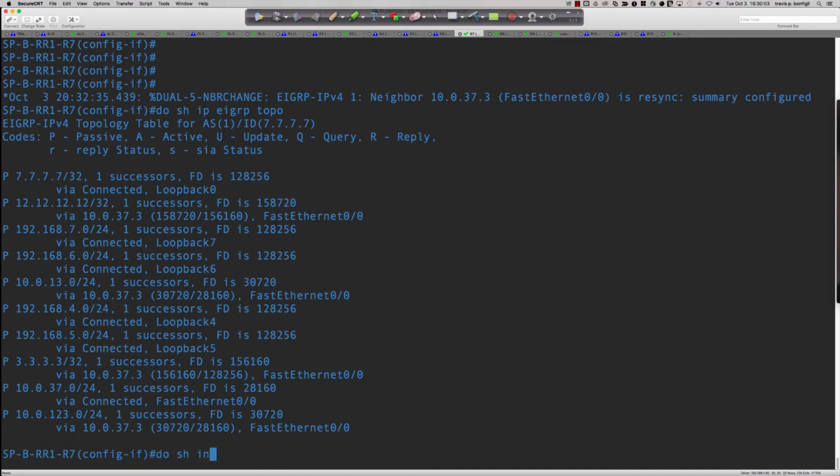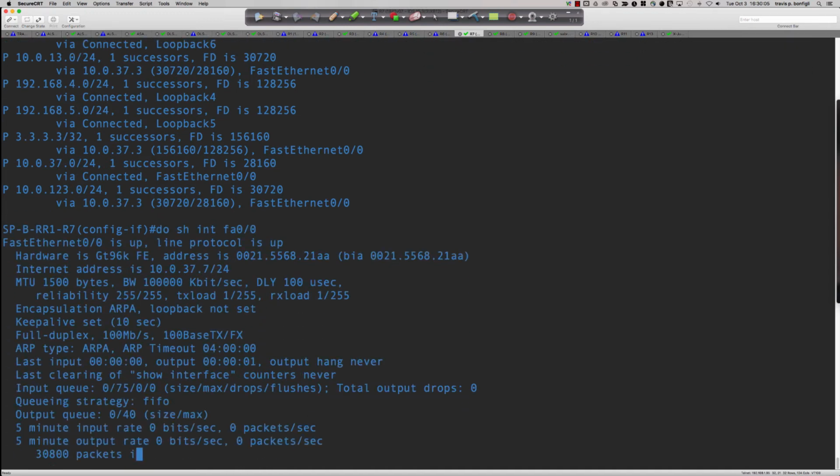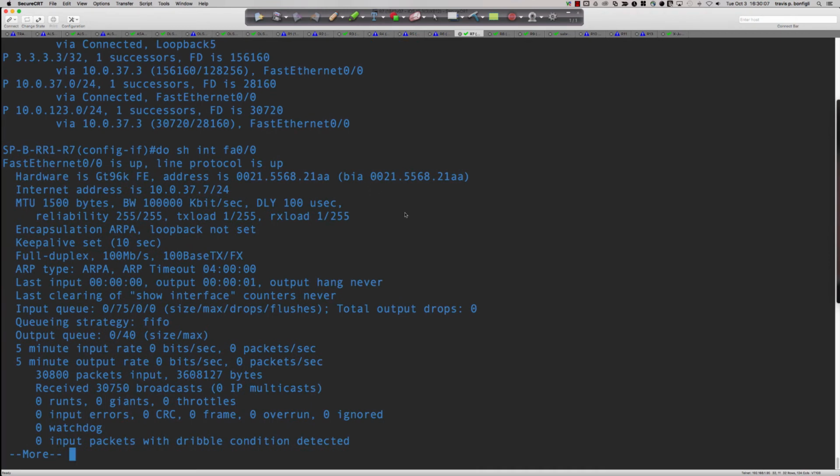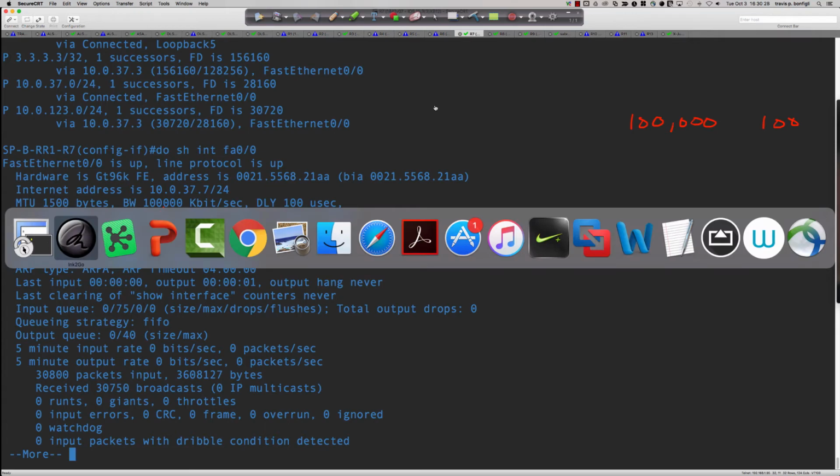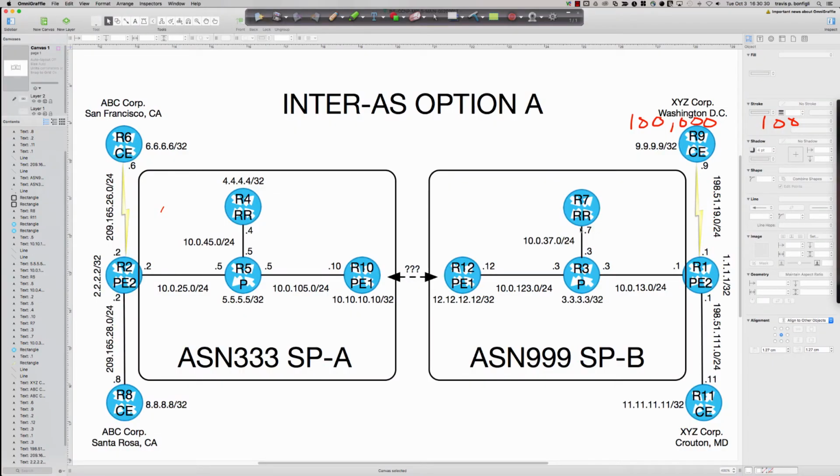Okay, do show interface FastEthernet 0/0. All right, so the bandwidth of this, and this is what you would have to do if you're manually walking through this. It is 100 megabits a second, so it's 100,000 in kilobits per second. I'll write that over here, and my delay is 100 microseconds. And that's the first outgoing interface, right? Because again, remember, we're on router 7 right now, so we just looked at that egress interface.